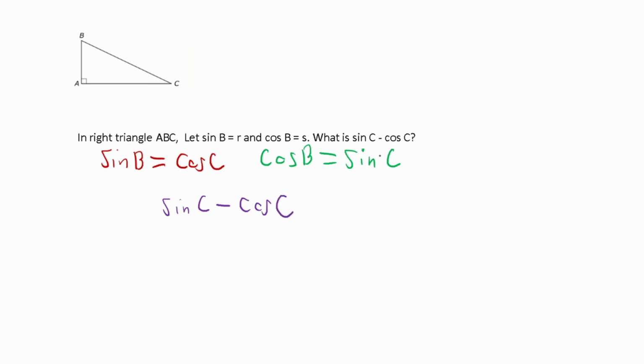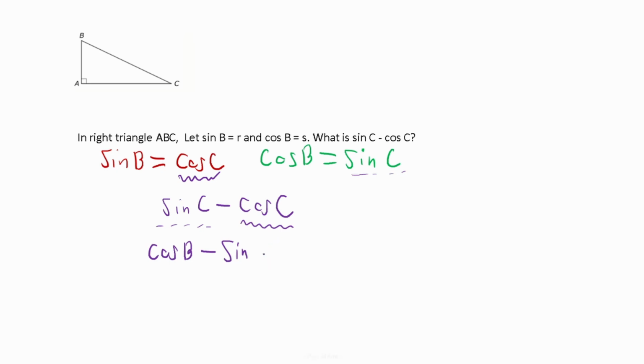The sine of C, which we have right here, I'm going to dot it. The sine of C could be swapped out with the cosine of B. The cosine of B minus, and my cosine of C, we'll do a squiggle, cosine of C is right here, is equal to the sine of B. So we're going to swap that out, sine of B.